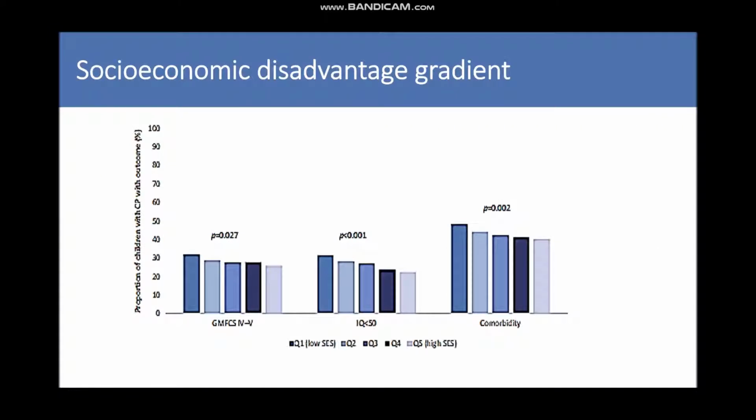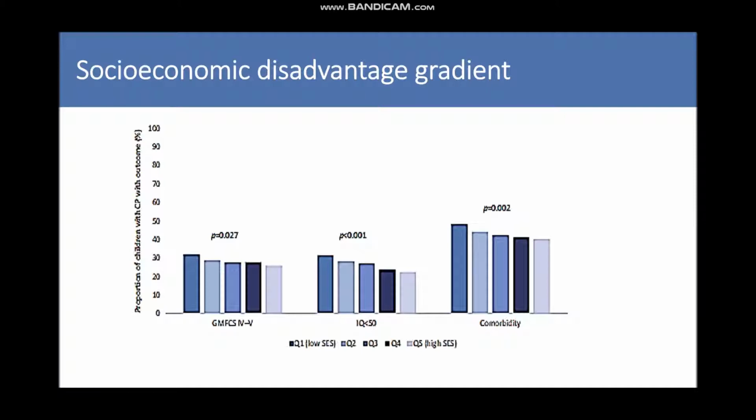Our study found that there was what's called a social gradient with socioeconomic disadvantage and CP severity outcomes. In other words, the more disadvantaged the child and their family, the more likely they were to have a more severe CP outcome.